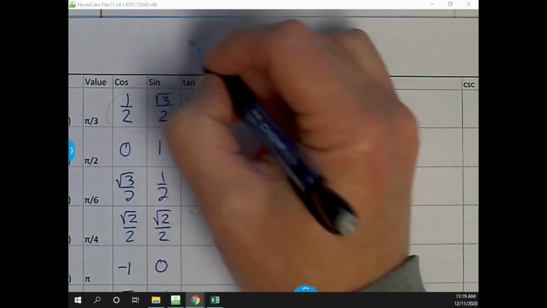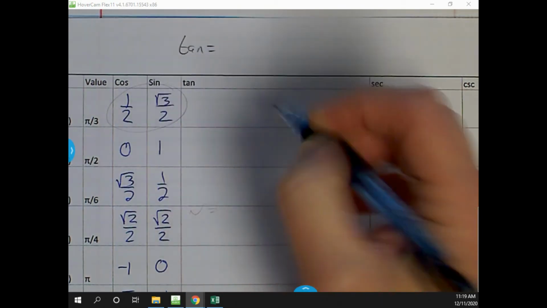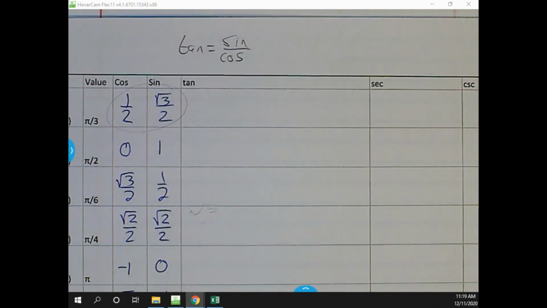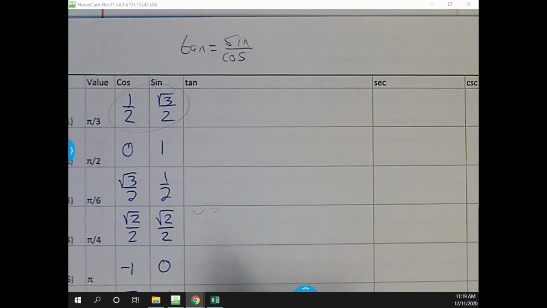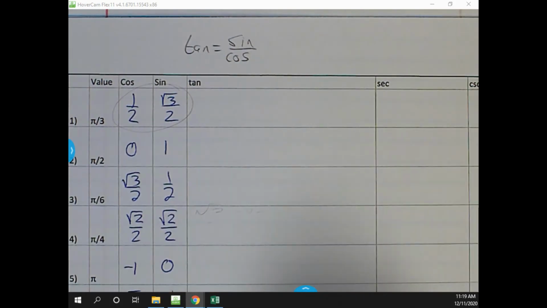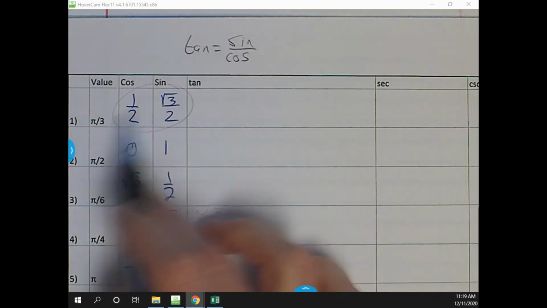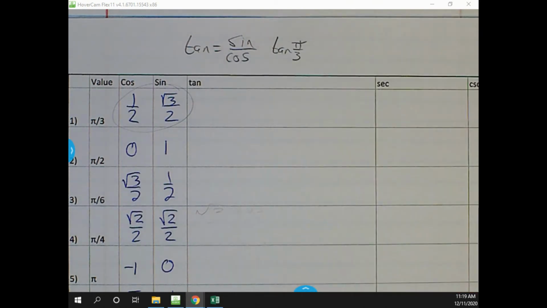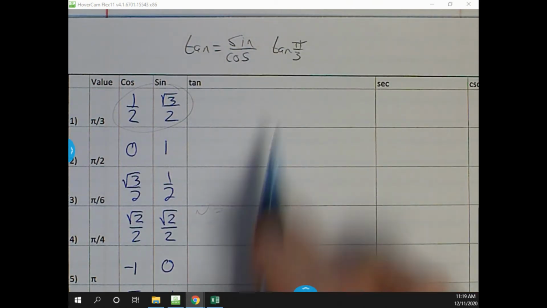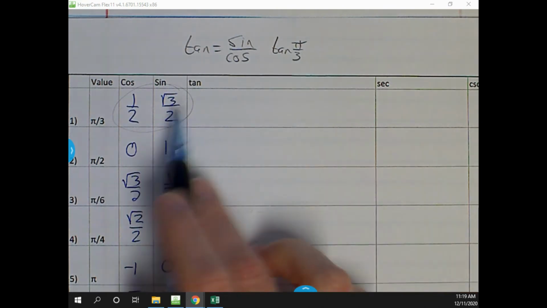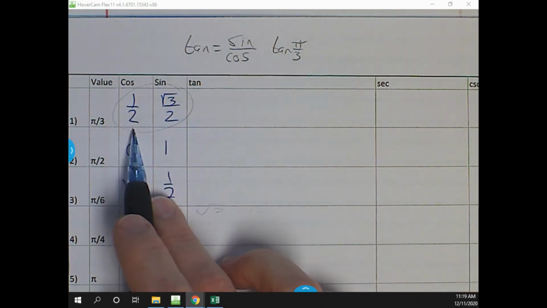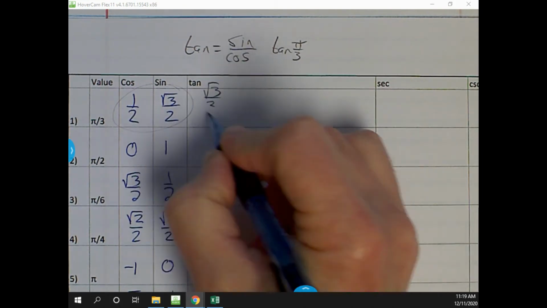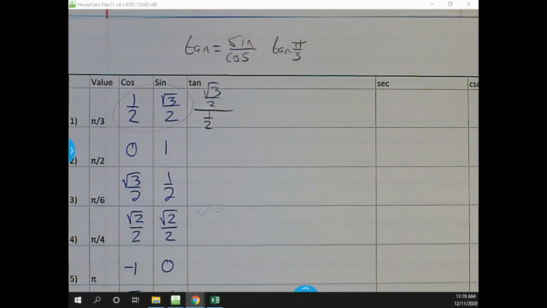And for tangent, what we did yesterday was we said tangent was going to be sine over cosine. So on this very first problem, and we won't do this on all of these, if they ask it, it would be tangent of pi over 3. Which means when we go to pi over 3, we need to put sine on top, we need to put the cosine on the bottom. So that's square root of 3 over 2 over 1/2.